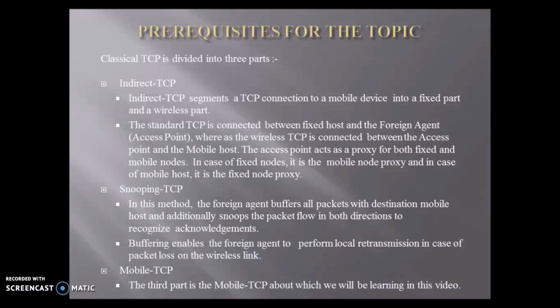Snooping TCP is the second part. In this method, the foreign agent buffers all packets with destination mobile host and additionally snoops the packet flow in both directions to recognize acknowledgements. Buffering enables the foreign agent to perform local retransmissions in case of packet loss on the wireless link.